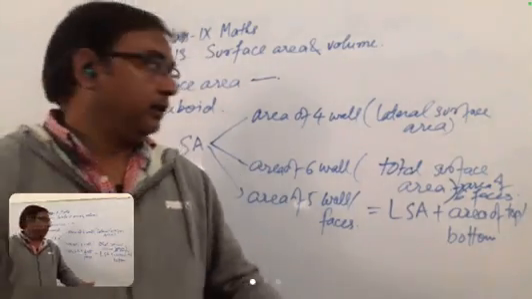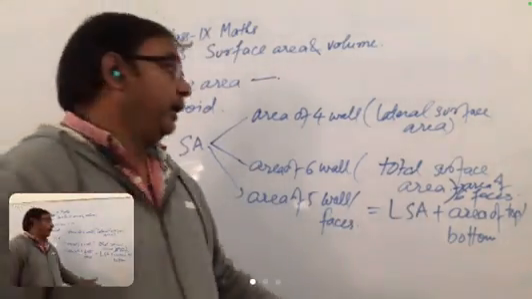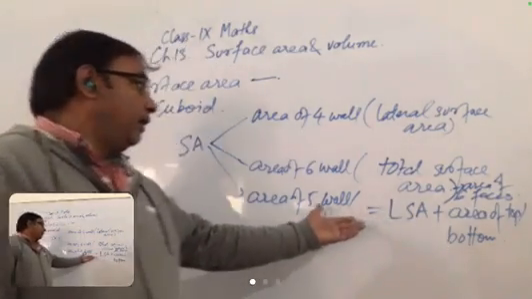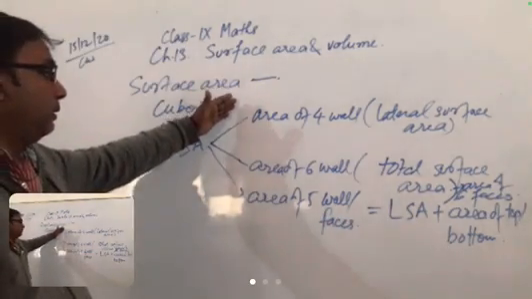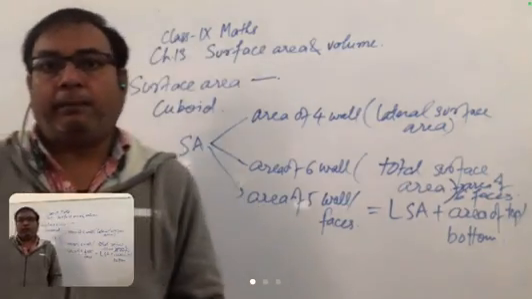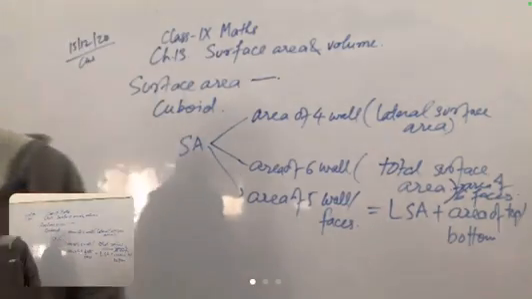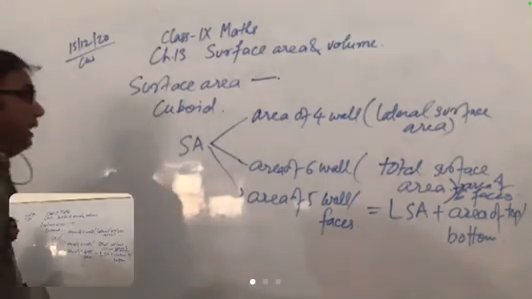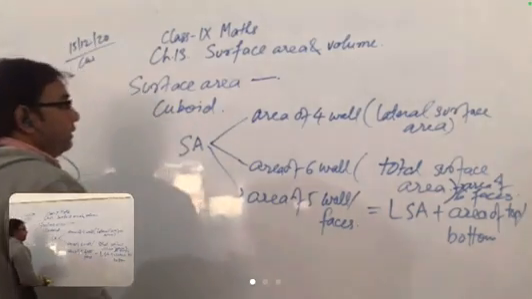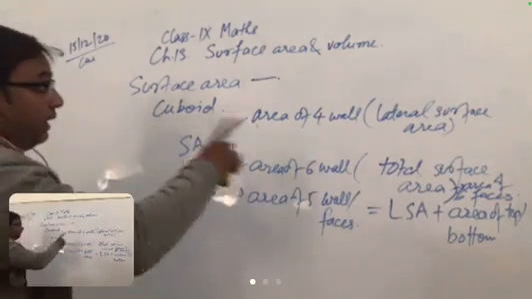Sometimes in a question the top is included, or sometimes the base is included. Either the top is there or the base is there, then you can use the five walls. And all this you can understand while doing questions. So let us see the formula. What is the lateral surface area?